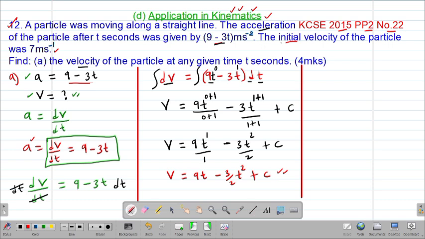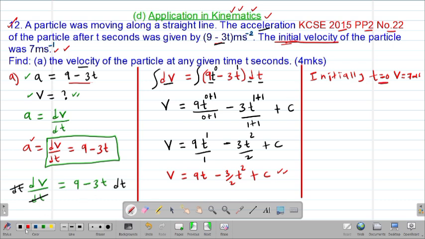Therefore, we are told that the initial velocity of the particle was 7 meters per second. Remember, we said the word initial means that the motion has not started. Therefore, initially the time is equal to 0 when the velocity of the particle was 7 meters per second. So initial conditions means that the time was equal to 0.